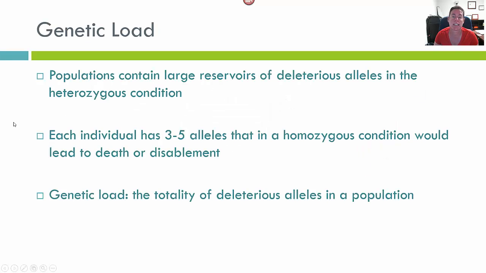Populations in general contain large reservoirs of deleterious alleles in heterozygous condition. Each individual has 3 to 5 alleles that, if they were in a homozygous condition, would lead to death or disablement. The genetic load is the totality of deleterious alleles in a population. So most individuals have 3 to 5 alleles that are really, really bad. You multiply that by the total number of those alleles in the population, and that constitutes the genetic load in the population.